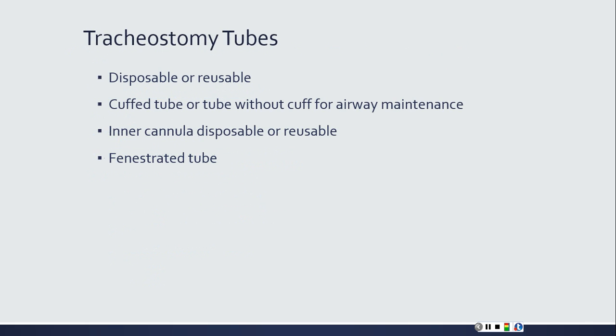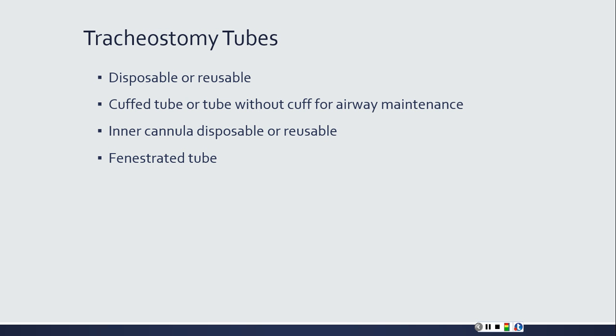Trach tubes. Tracheostomy tubes can be disposable or reusable. In most cases, even the reusable ones have about a month life at most, unless you've got a patient that really takes care of that tracheostomy tube. Fresh post-op from the placement, they're not going to last very long. You're going to get the mucus, the plugs and things that collect on them.